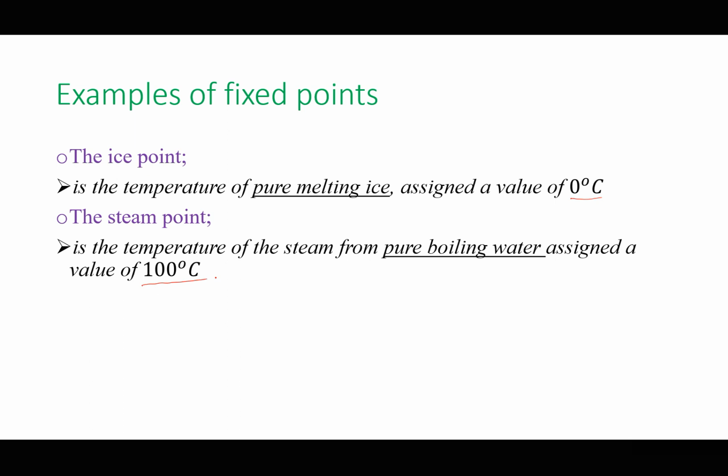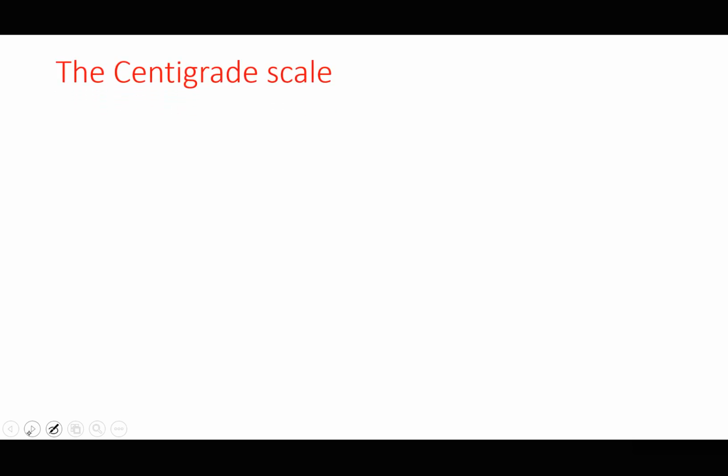So how do we then come up with a temperature scale? That could be now the question you could be asking yourself. How do we come up with a temperature scale? We have now our thermometric property, we have now our two fixed points. So how shall we come up with a temperature scale?